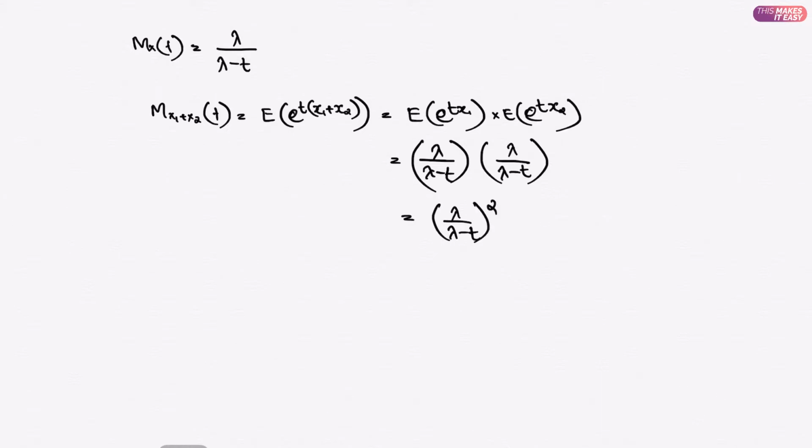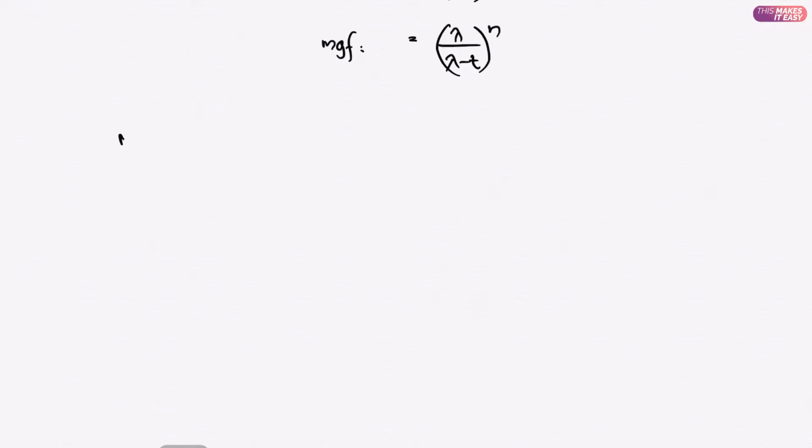Here there are only two independent exponential random variables. If I want to find the MGF of the sum of n independent exponential random variables, then I can write this like lambda divided by lambda minus t, whole power n. So this is the MGF of gamma distribution. Now we can easily differentiate this and find different moments. So we can try the first and second moment here. The first derivative of the MGF is equal to, we will use both chain rule and quotient rule to differentiate this.